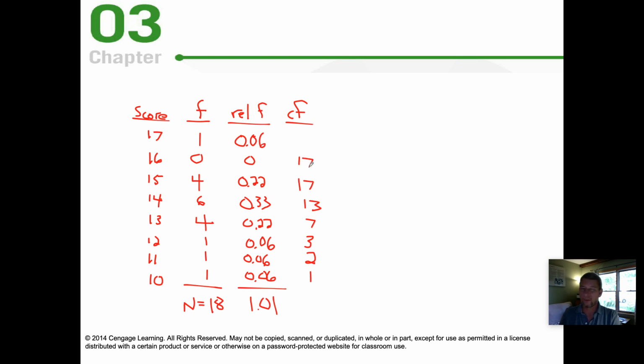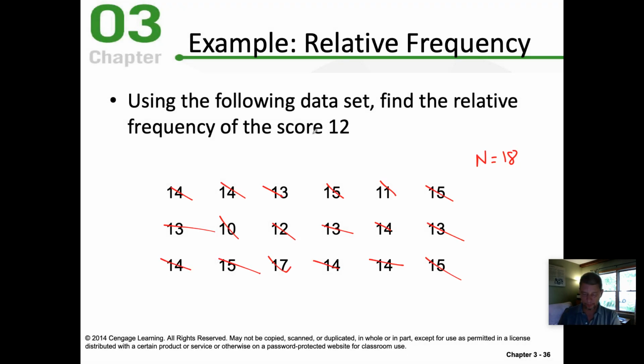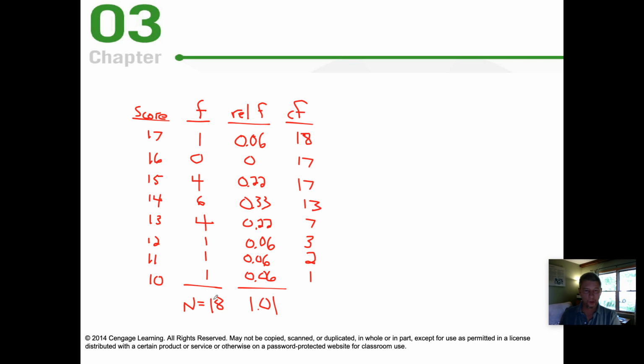Now think about that. That's weird, right? It's got a frequency of 0, but a cumulative frequency of 17. And then finally, 17 plus 1 gives me a cumulative frequency of 18 here. And remember that the cumulative frequency for the highest score should equal n.